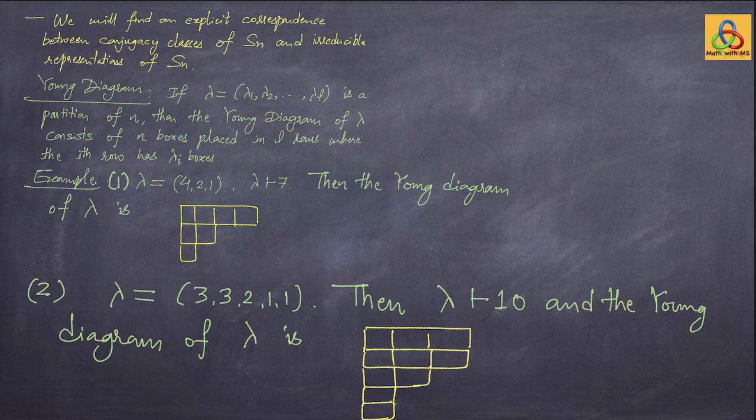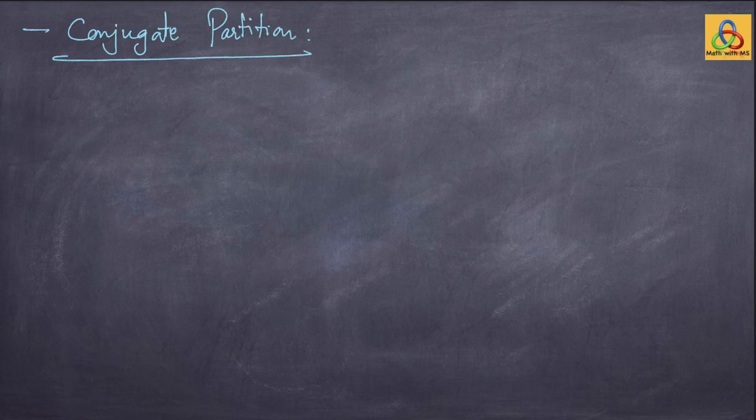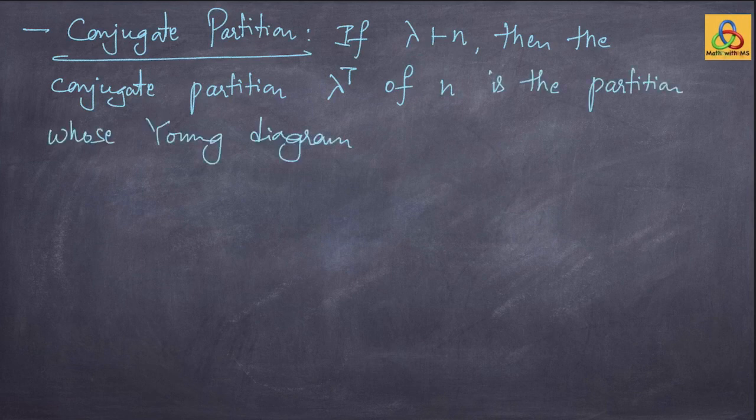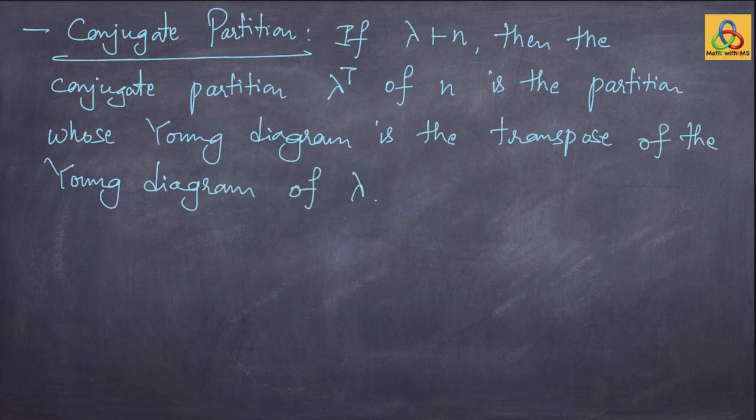Given a partition of n and its Young diagram, by looking at the Young diagram, we can construct another partition of n. What we do is take the conjugate diagram, where the rows become columns and columns become rows. Conjugate partition: if lambda is a partition of n, then the conjugate partition, let us denote it by lambda t, of n, is the partition whose Young diagram is the transpose of the Young diagram of lambda. Let us see an example.